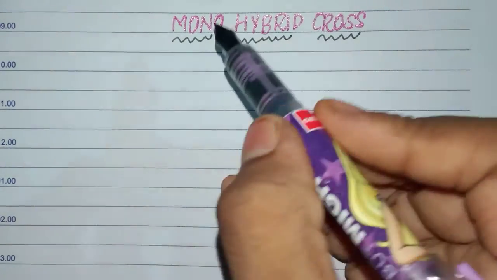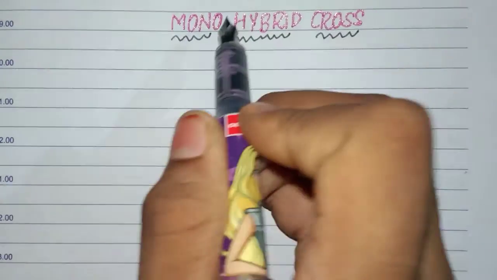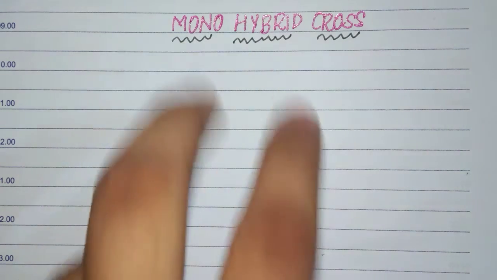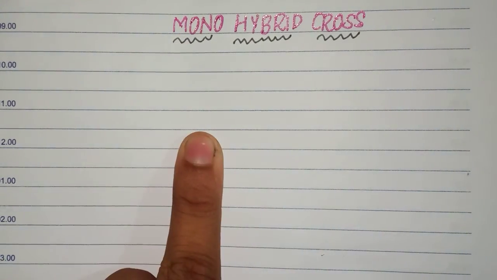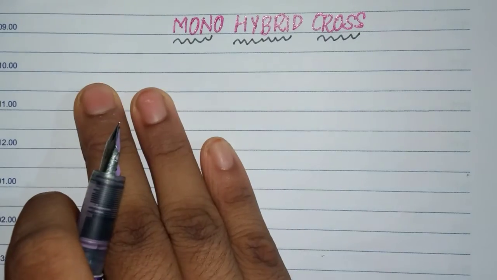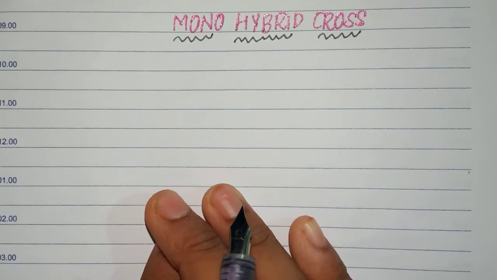Let me start with the word mono. What do you need to know mostly about mono? Mono generally means one, single, just one. A hybrid cross is like forcefully crossing two genes. So mono means you're taking only a single character. Here in the monohybrid cross, we're going to take a single character and cross it forcefully.